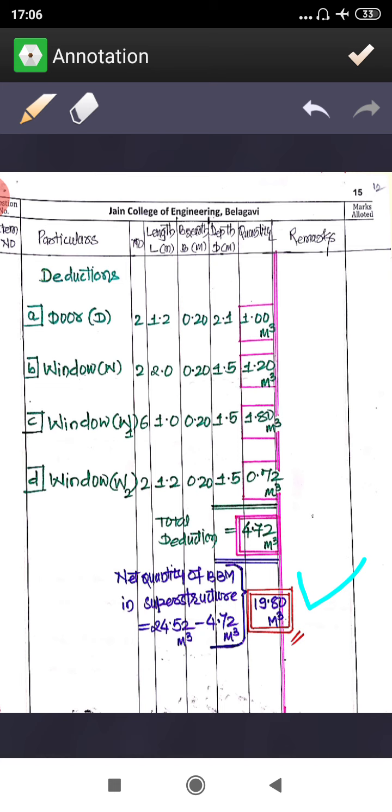Now from the next class onwards, we are going for bar bending. We are going to find out the number of bars, how to get the length of the bars, and how to find out the number of bars. Bar bending scheduling for column, beam, slab, and lintel. We are going to see that in upcoming classes.